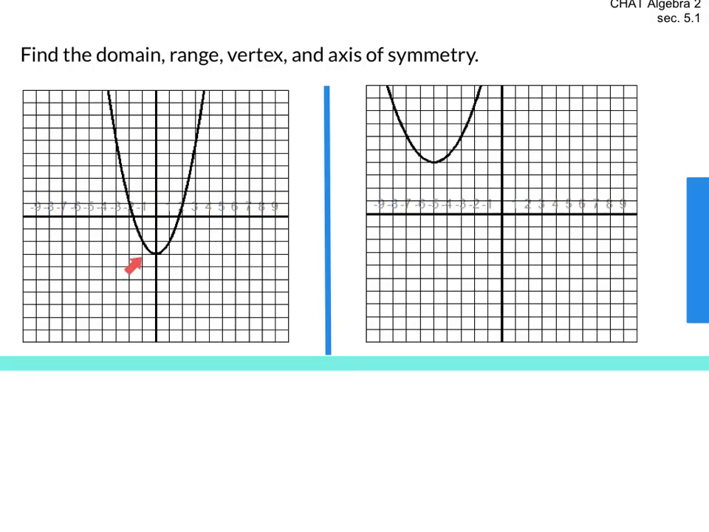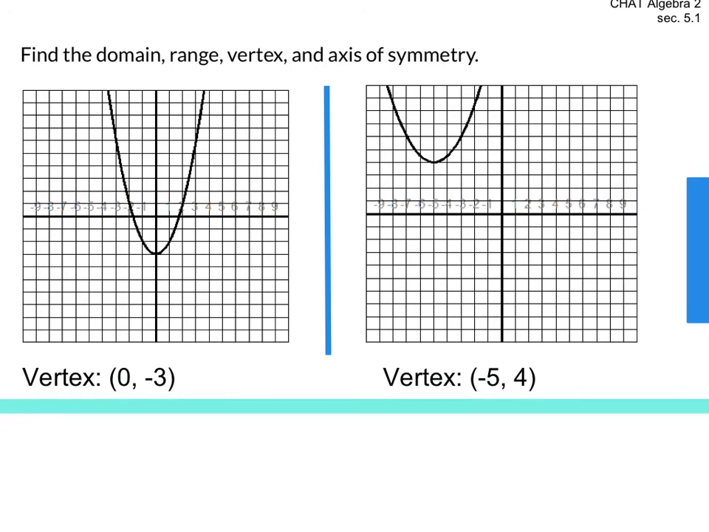Okay, let's look at just a few examples. I've got a parabola here and a parabola here. They both open up, which means they have a minimum point, which we call the vertex. Over here, it looks like the point 0, -3, and here I have the point -5, 4. So that would be the vertex. Now the axis of symmetry has to be the vertical line that goes through the vertex. So in this case, it's going to be the line x equals 0, and over here it would be the line x equals -5.